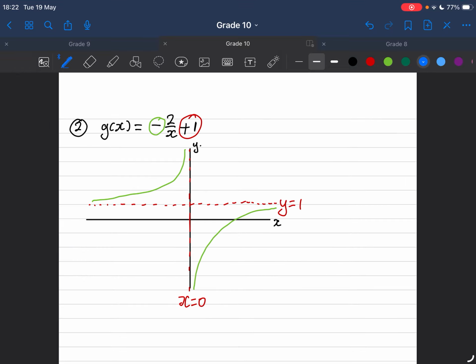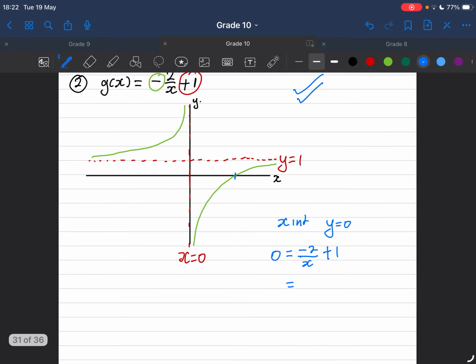It's a bit difficult. Okay, so we got a correct shape. We got an asymptote, so that counts as one relevant value. There's an x-intercept here, so again, x-intercept, y equals 0. So we say 0 equals negative 2 over x. At this point, let's associate the negative sign to the 2. So negative 2 over x plus 1 equals, then the 1 goes to the left and becomes negative 1.